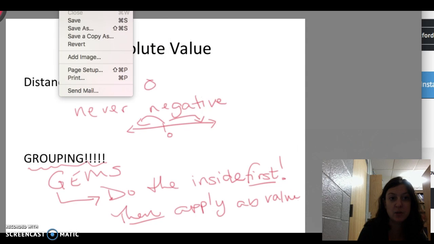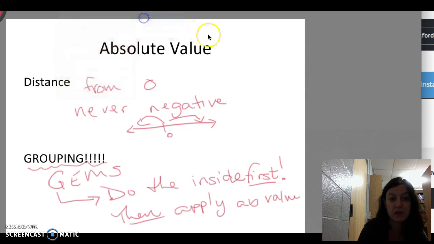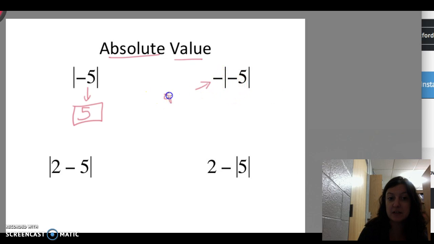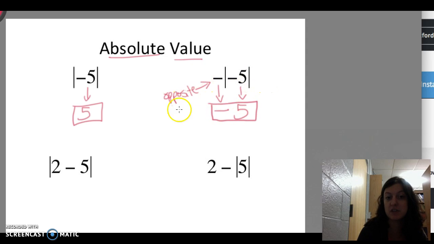Okay, so let's do a couple practice problems. This should be pretty quick. The absolute value of negative 5 is 5. Easy peasy. There's your answer. But this one is the opposite of the absolute value of negative 5. So this negative just kind of comes down, and then we take out the 5. So the answer is negative 5, because we're talking about the opposite of the absolute value.